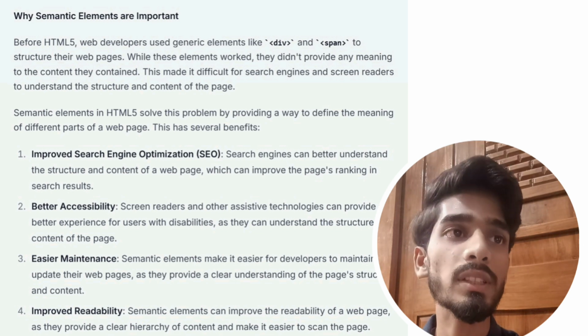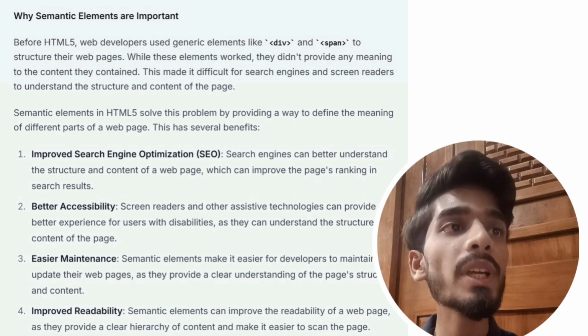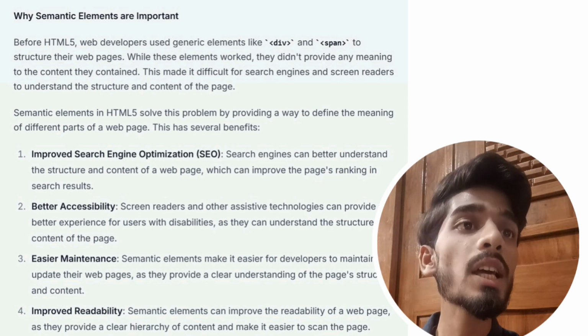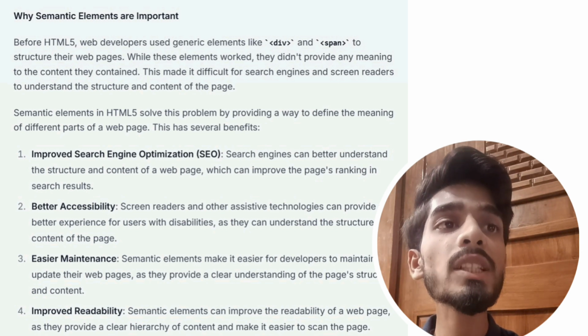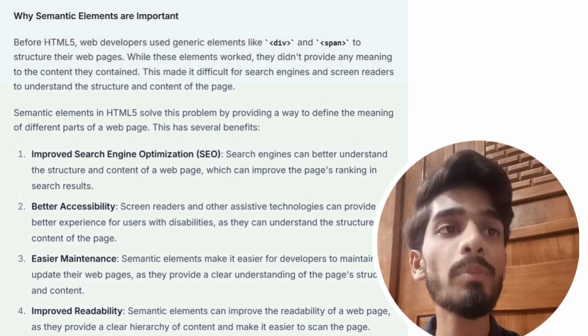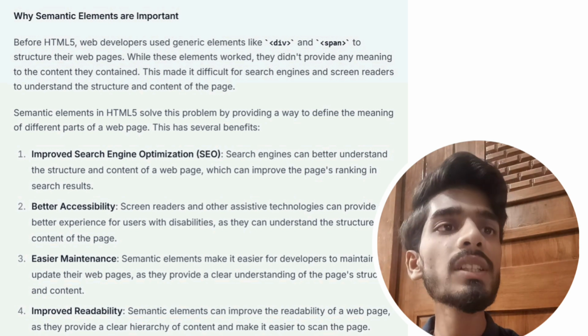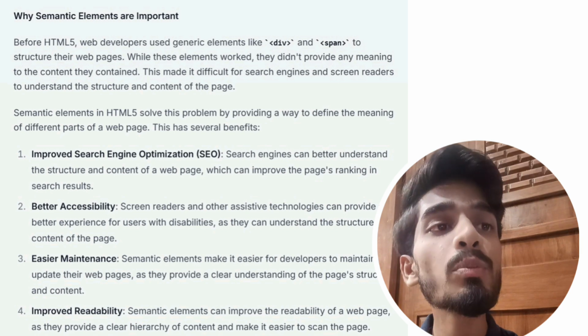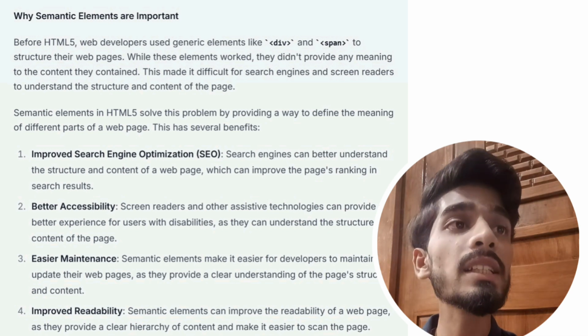Improved search engine optimization. Search engines can better understand the structure and content of a web page, which can improve the page's ranking in search results. Second is better accessibility. Screen readers and other assistive technologies can provide a better experience for users with disabilities, as they can understand the structure and content of the page. Next is easier maintenance. Semantic elements make it easier for developers to maintain and update their web pages, as they provide a clear understanding of the page structure and content. Next is improved readability. Semantic elements can improve the readability of a web page, as they provide a clear hierarchy of content and make it easier to scan the page.